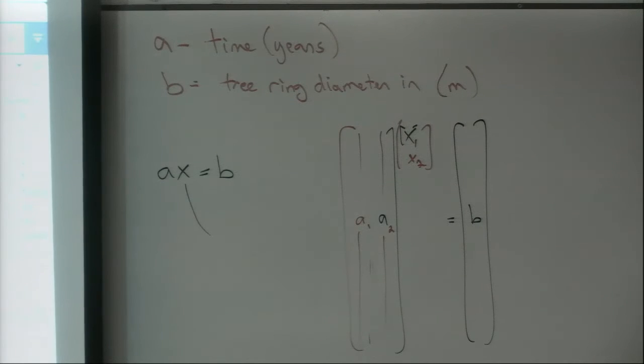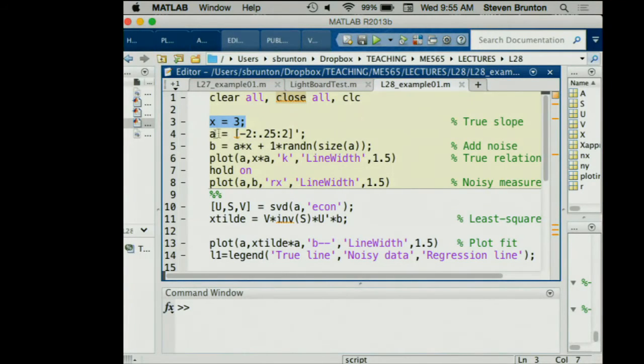All right, so this is the basic formulation. I have a slope 3. I've just made this slope up. I'm going to cook up some data A from -2 to 2 in increments of 0.25, and I'm going to transpose it to make it a big column vector. Then I'm going to take B equals AX plus some noise, a lot of noise, 1 times randn. And I'm going to plot that against also the true solution.